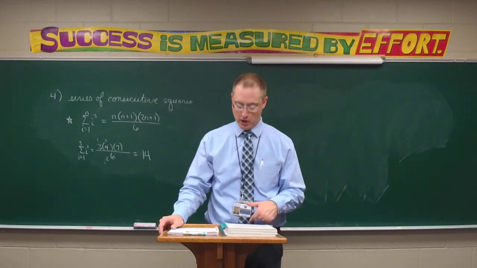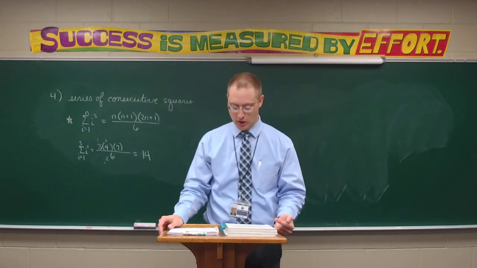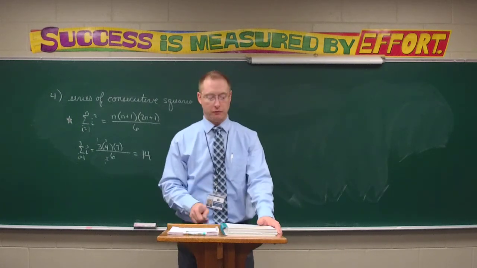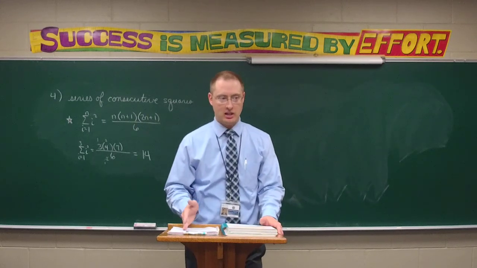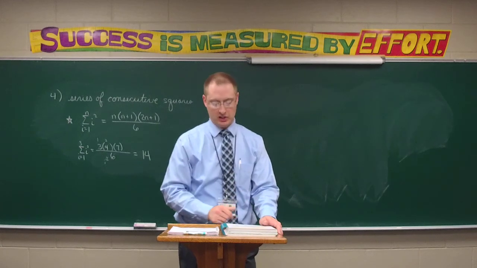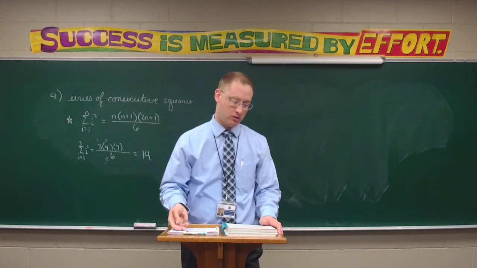All right, and then the next one, notice that's a series of consecutive squares, as indicated by i squared, integer squared, from 1 to 6. Here the formula is a little more challenging, class. The formula is, say it with me, n times n plus 1 times 2n plus 1 all over 6. Again, n times n plus 1 times 2n plus 1 all over 6.